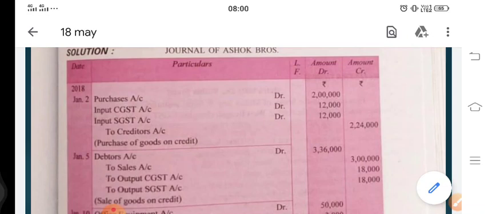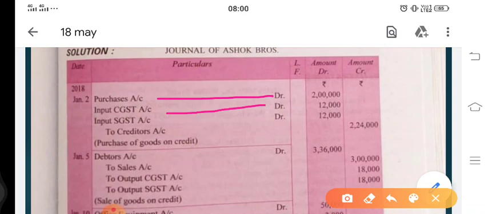So the journal entry coming here is, since we have purchased goods, purchases got debited with 2 lakh. When we are purchasing goods, we have to pay GST. Since the GST we have to pay becomes an expenditure, it has to be debited. So input CGST account got debited and input SGST account got debited.